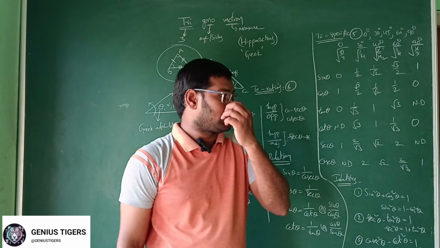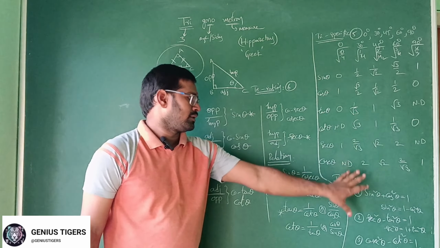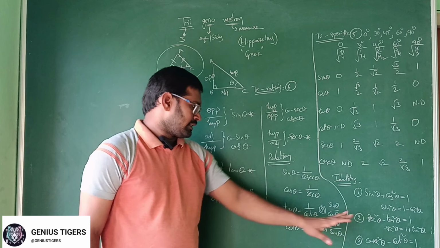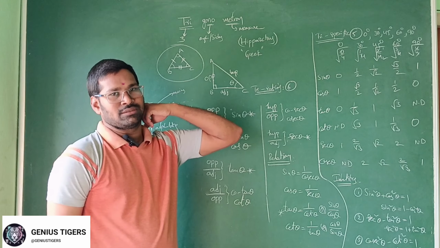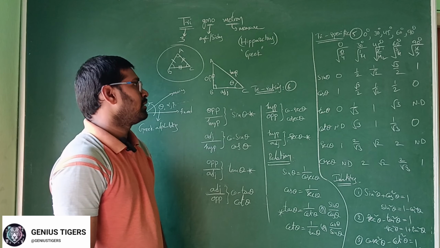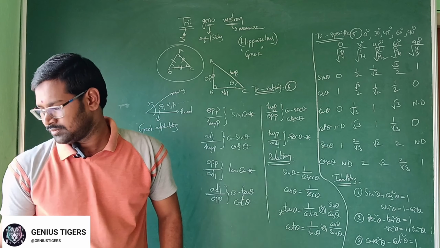Okay? These are the trigonometric ratios, angles table, identities and relations. These are the main points of trigonometry in 10th class. Okay, note it down once.